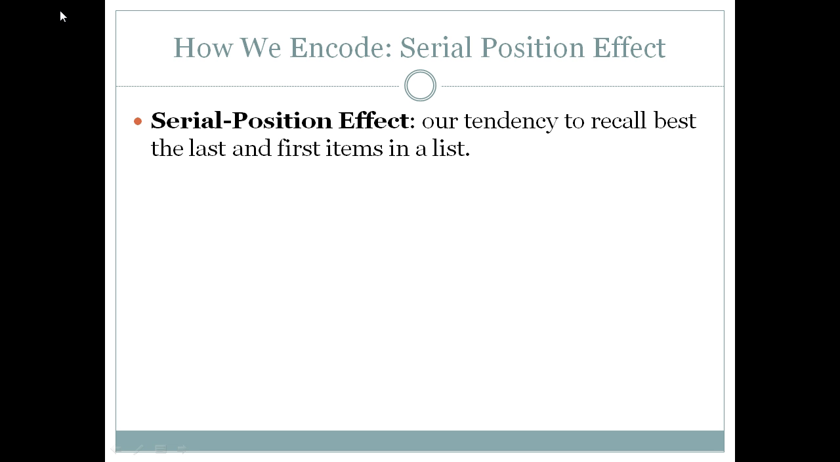So according to the serial position effect, we tend to recall best the last and the first items in a list that we're given. And we'll do an activity in class that helps to illustrate this effect. So this is the end of part 1. You're going to move on now to part 2 to finish up how we encode.